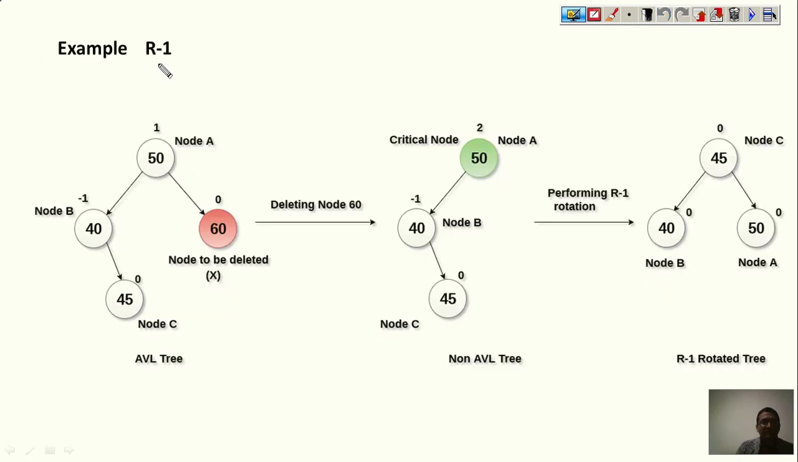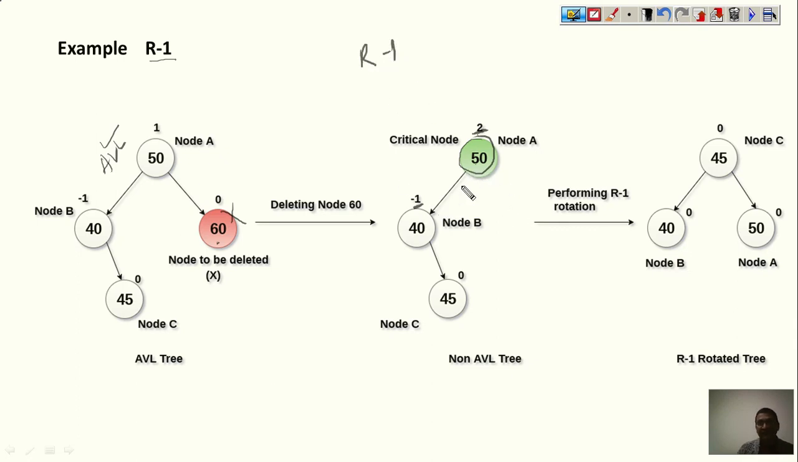This is the example of the R minus 1 case. This is our AVL tree, because the balancing factor is at most 1, meaning the maximum value of the balancing factor is 1. So when you delete node 60, we will delete as per the rule of the BST. It's a leaf, so we'll delete this node. But the impact of this deletion is that it will leave a 2 here. Now this is the critical node, and you have to look at the left subtree. This is minus 1, and you are deleting from the right subtree, so you are in the R minus 1 case.